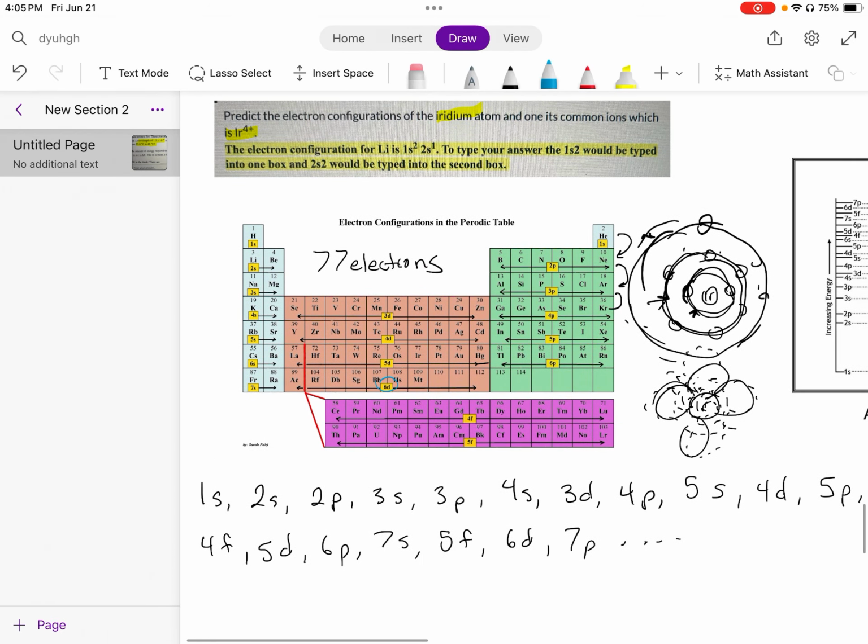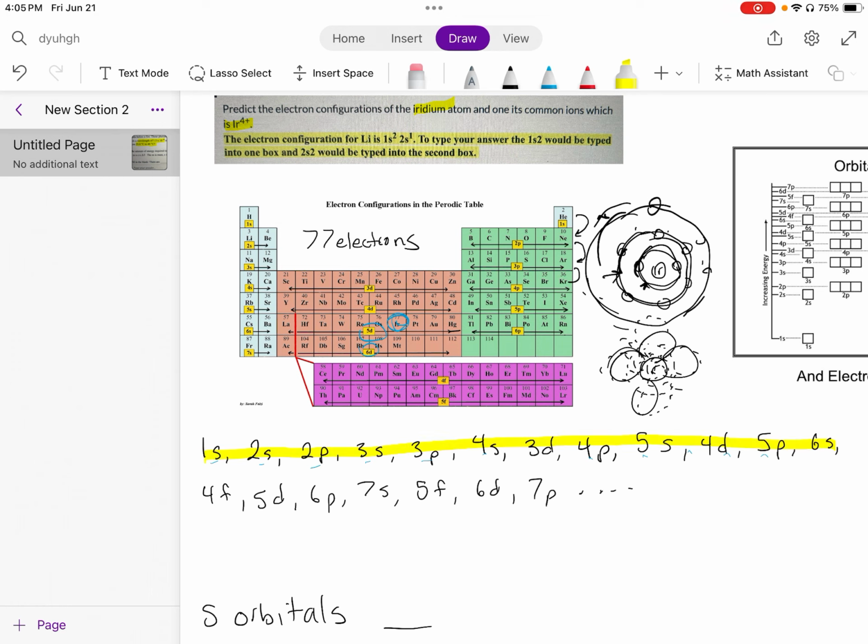And because our iridium is right here, it's going to occupy all of these and this, and then the 5d might be semi-full depending on how many electrons exist on it, and that's what we'll figure out, right? So, yeah, the bigger the atom is, the more electrons it has, and the higher orbitals their electrons will fill.